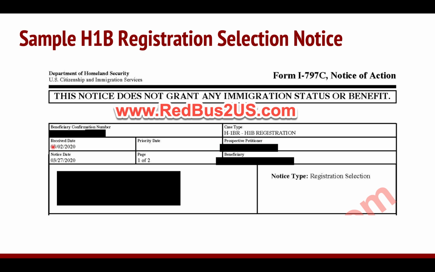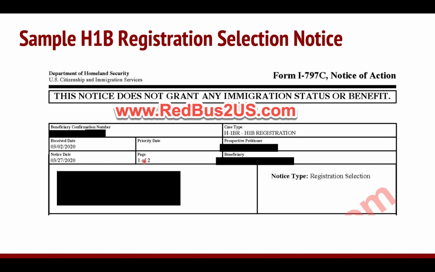And received date is the date when your employer actually submitted the H1B registration in the system. The prior date is not applicable. The prospective petitioner is the company that is actually applying on your behalf. This is the company that will actually apply for your H1B petition with the complete package. And notice date is when this was generated. As you can see, it was 3/27, which is yesterday. That's when the notice was actually printed out, and USCIS announced the result.